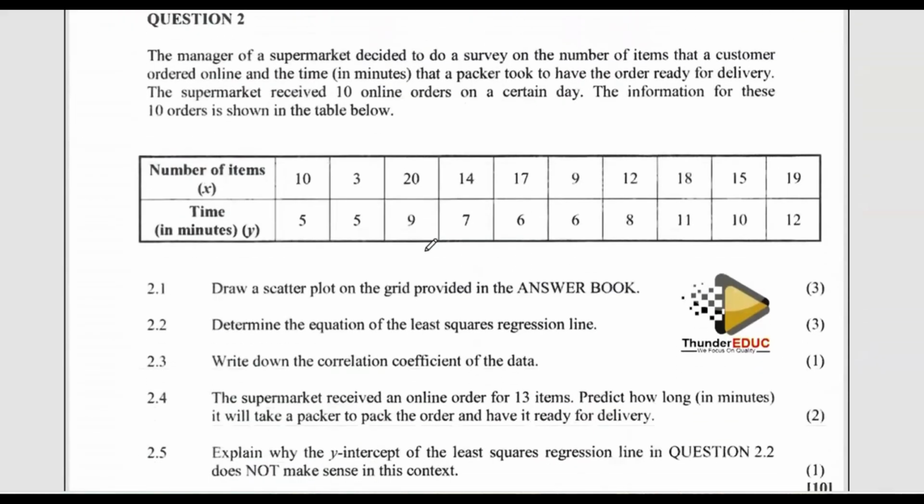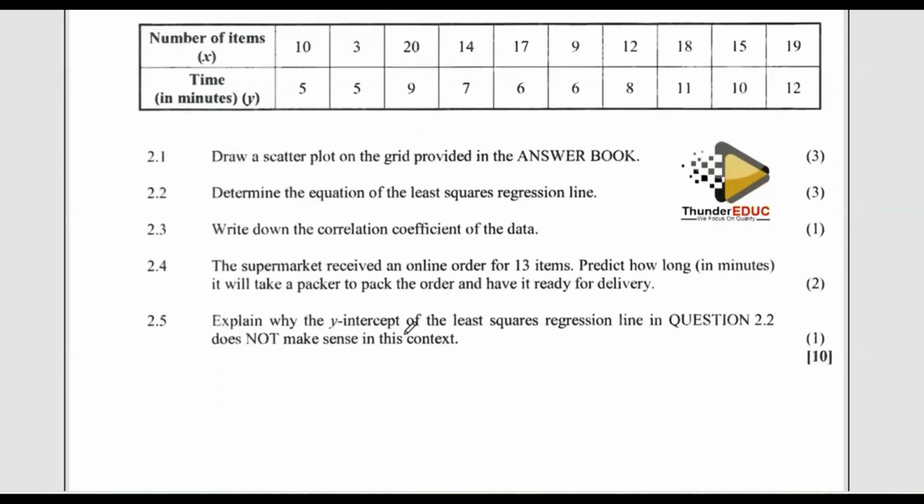Okay, then question number 2. They're telling us that the manager of a supermarket decided to do a survey on the number of items that a customer ordered online and the time in minutes that the packer took to have the order ready for delivery. So they have 10 online orders on a certain day, and the information is for those 10 orders. Okay, so we have the bivariate type of data. They want us to draw a scatter plot.